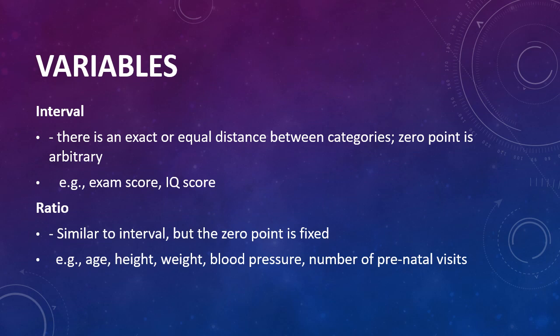Ratio variables are similar to your interval variables in that they are quantitative and equidistant, but the 0 point is fixed. So the research proponent cannot manipulate at which point in the value is your 0. So examples given here are your age, height, weight, blood pressure, for example, number of prenatal visits.